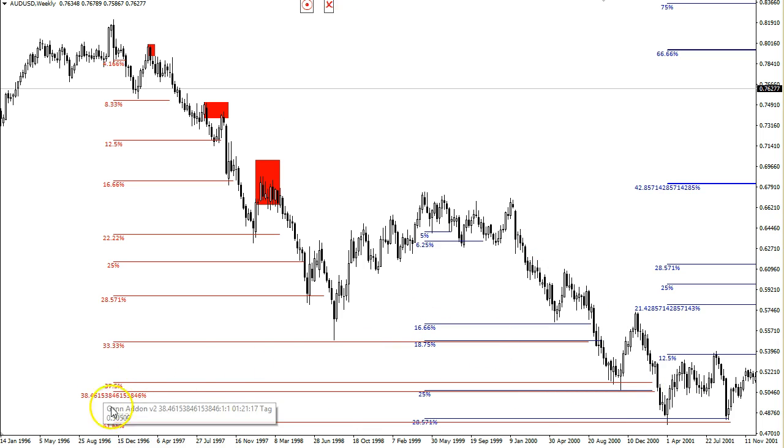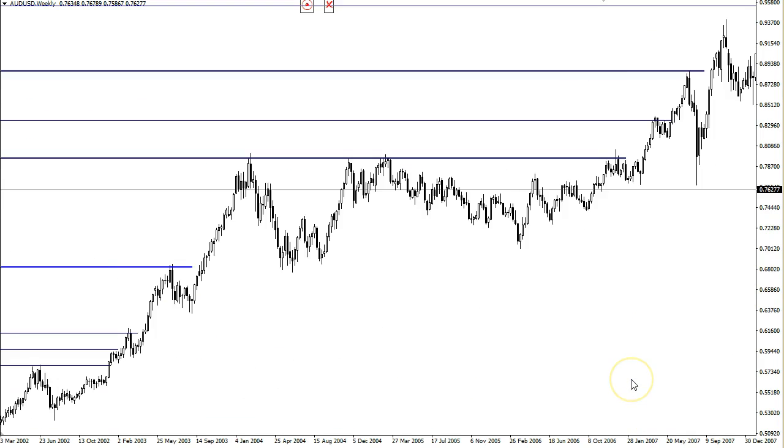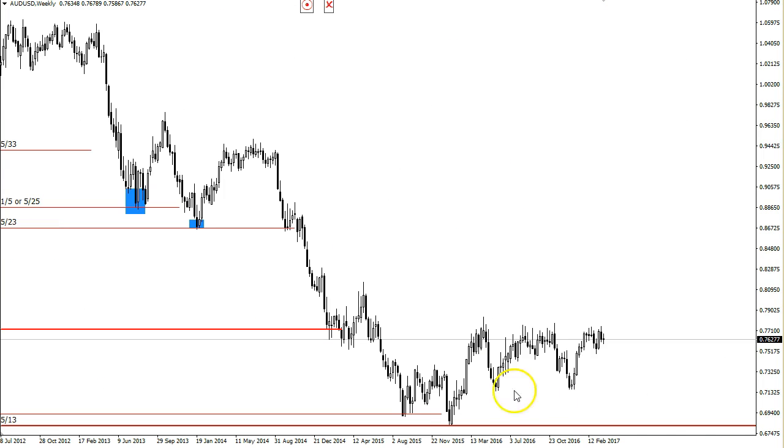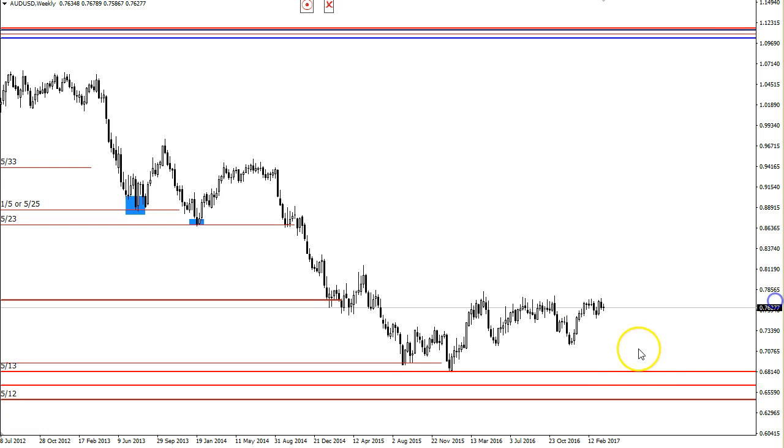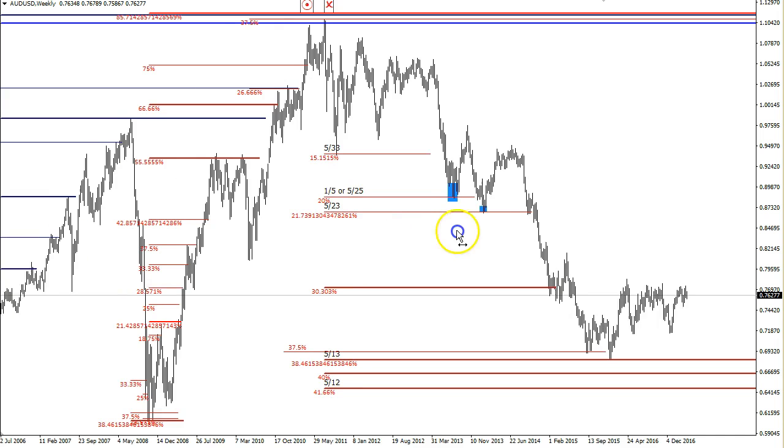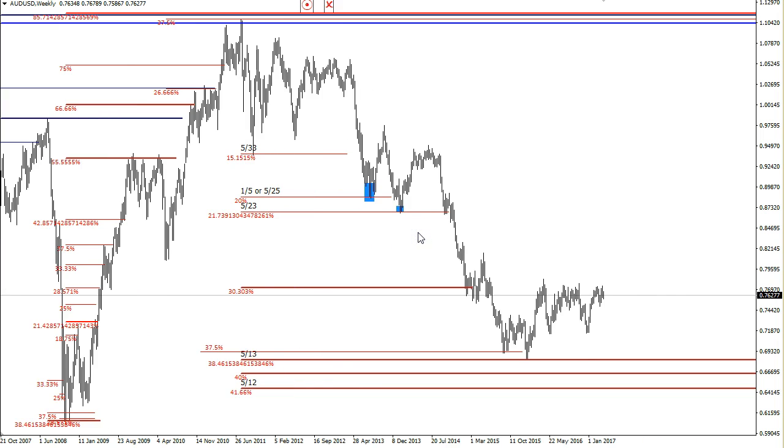And then after that 38, it came down to the 41.66 after pushing to the upside, then came down to the 41.66. Maybe this will be the case. This is the push to the upside, then you will have a push to the downside at 41.66 or a 40%. Both make sense for me to trade.